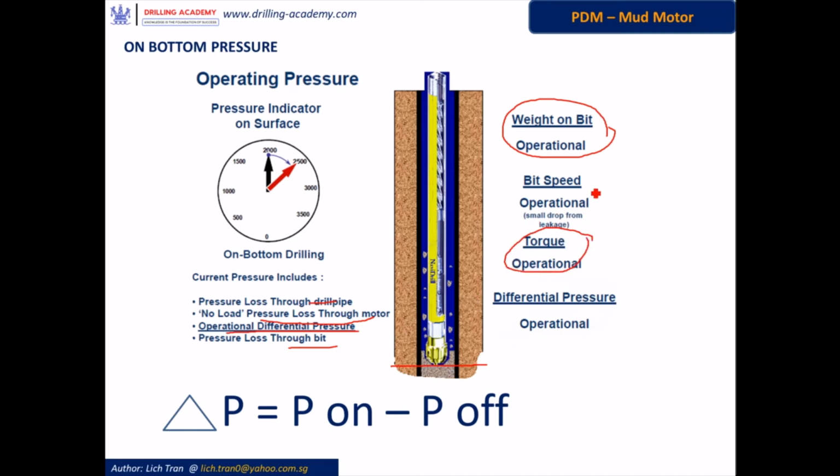So now the bit is not rotating at its maximum speed anymore because it is restricted by the torque, and you have differential pressure on the mud motor, which is defined as the pressure on bottom minus the pressure off bottom. In this example here, the pressure on bottom now increases up to 2500 psi. You minus 2000 psi, you have 500 psi difference. In this case, 500 psi differential pressure here.